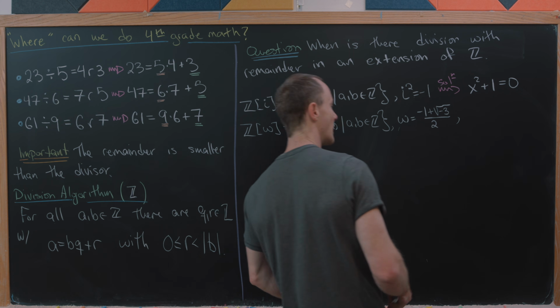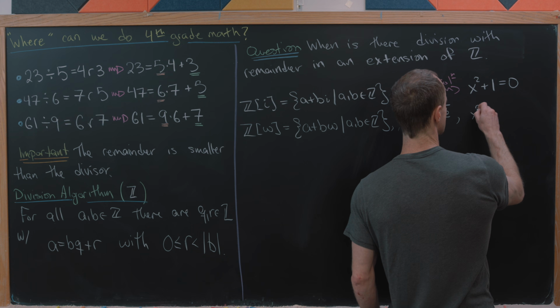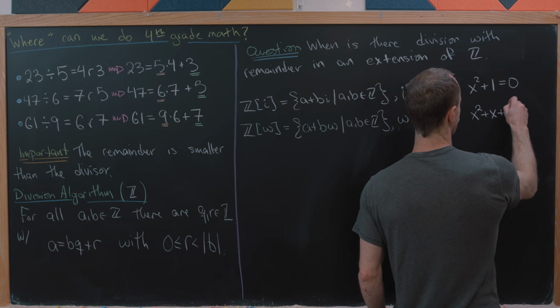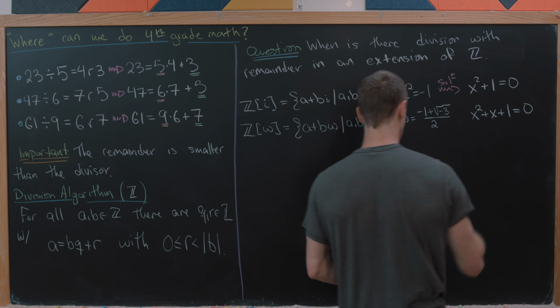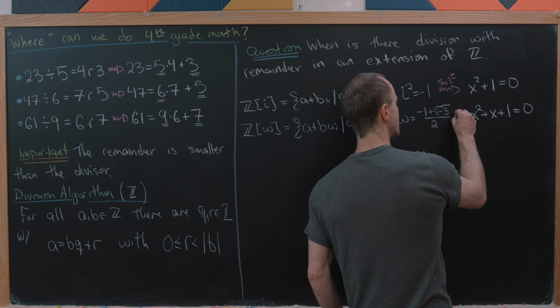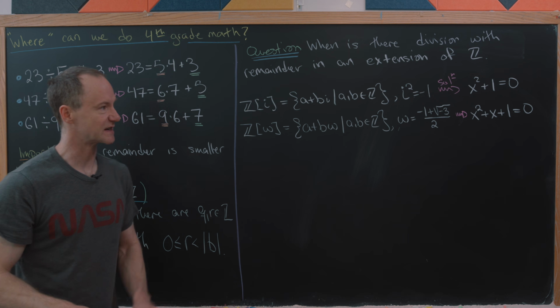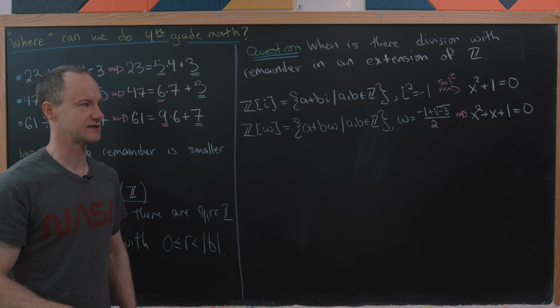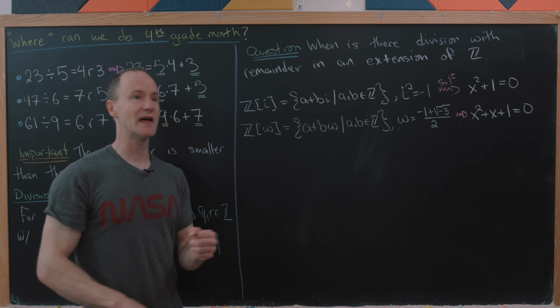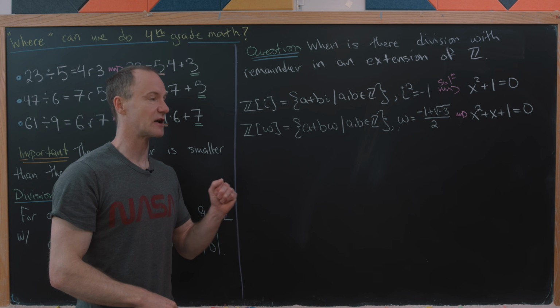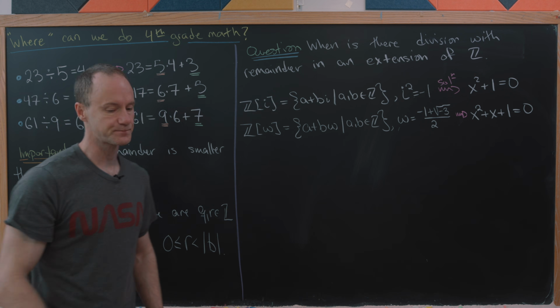Now, I'd like to quickly observe that this is a solution to x squared plus x plus 1 equals 0. And well, you can check that on your own just by using the quadratic formula or something. It's pretty easy to see that omega is a solution to that equation. So that means, again, what we have here is a quadratic extension.